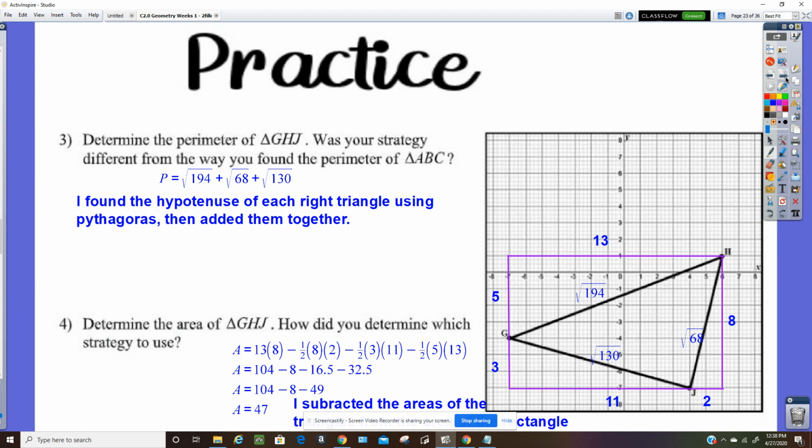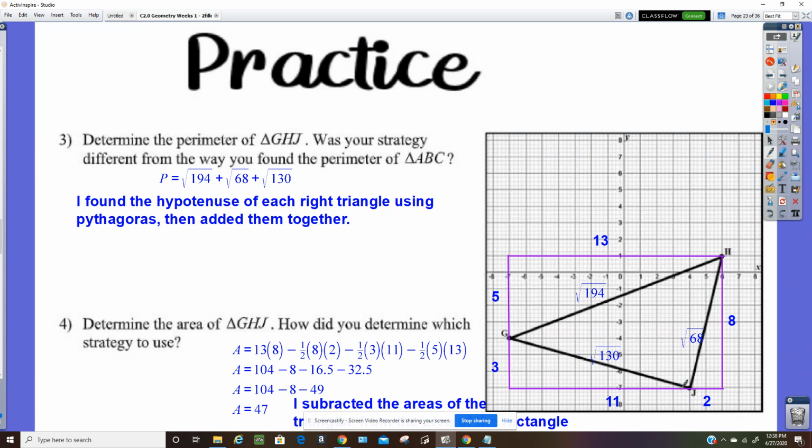Here's page 23. I think this is the same triangle that was in the Montgomery County video, but using the rectangle method here. So I just draw a large rectangle around the triangle so it's enclosed in the rectangle, and then just count the sides here.